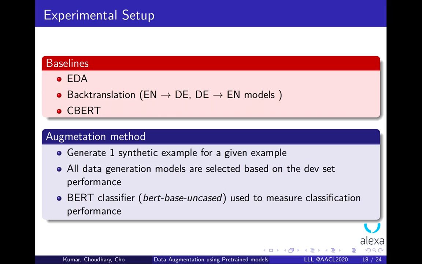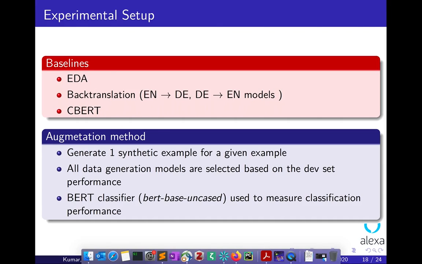These models are provided by the Fairseq package. And the third baseline that we are using is the conditional BERT model, as discussed before. Now for augmentation, we are generating 1 synthetic example for every example in the training data set. And for classification, we are using a BERT classifier, which is based on the BERT-base-uncased model. As a metric, we use accuracy to report the classification performance.